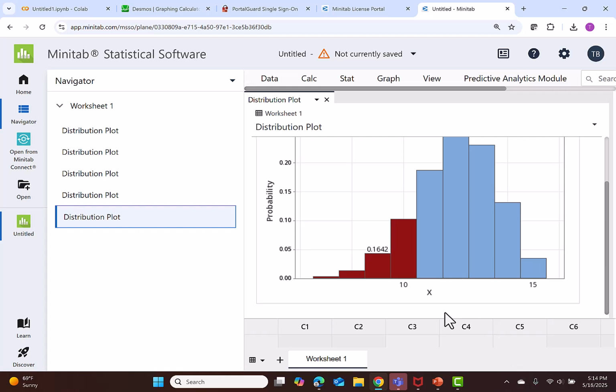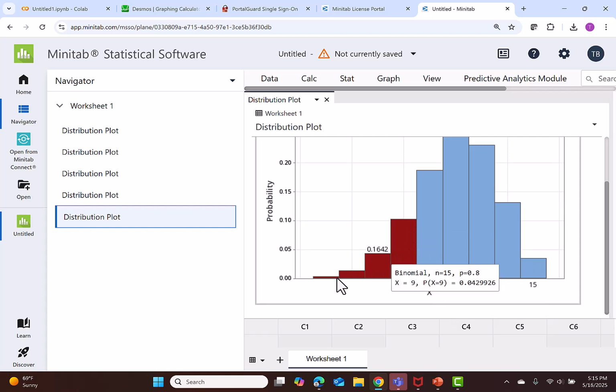Notice in these situations, with greater than or less than, Minitab is adding up the columns so we're not having to find the probability of 10, 9, 8, 7, all the way down to 0. It gives us the cumulative sum of all the probabilities.